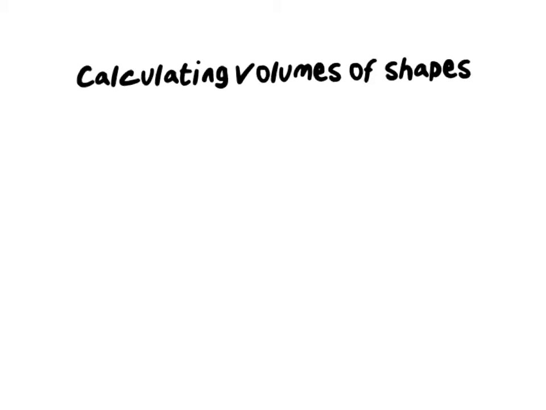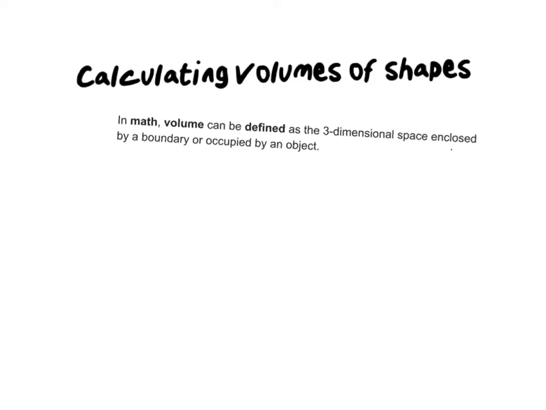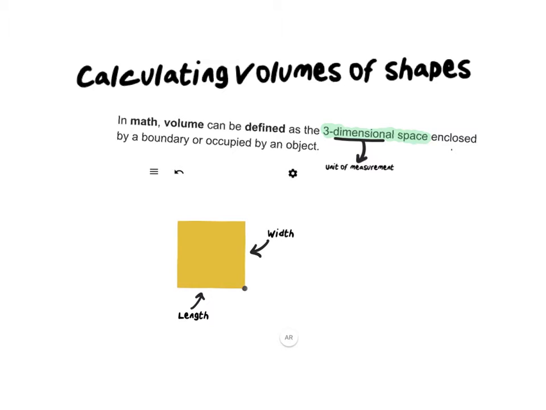Calculating volumes of shapes. Before we get into an example, let's look at what the definition of volume is. In math, volume can be defined as a three-dimensional space enclosed by a boundary or occupied by an object. And dimensions are nothing more than a unit of measurement. If you take a look at my diagram, what you'll see here is a square, and a square is a two-dimensional object.